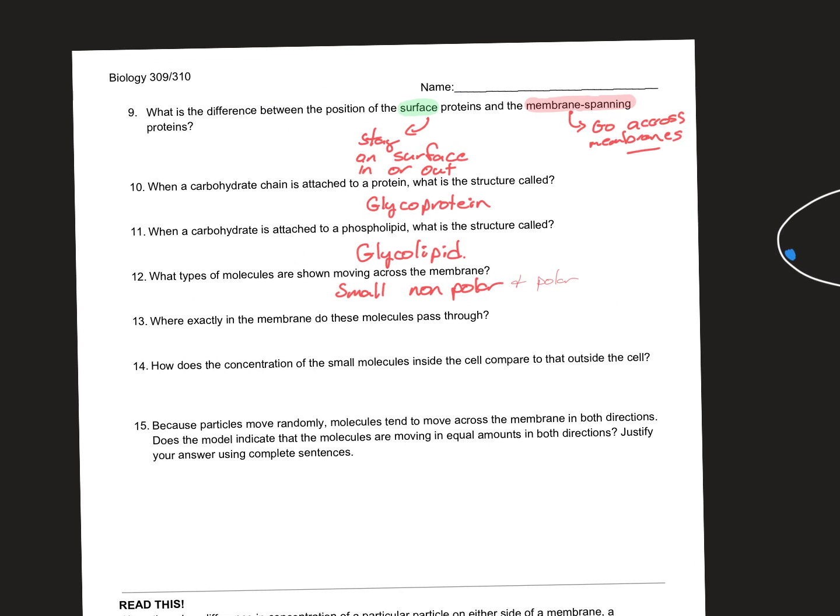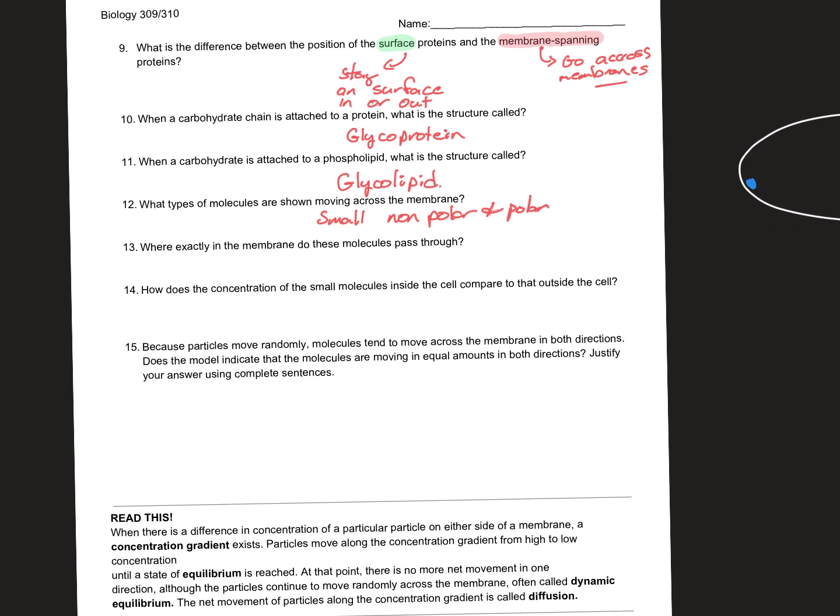So what's an example of a small polar molecule that crosses a membrane, although it's not as easy as a nonpolar? Water, right? So water does cross the membrane, but it does it slowly.